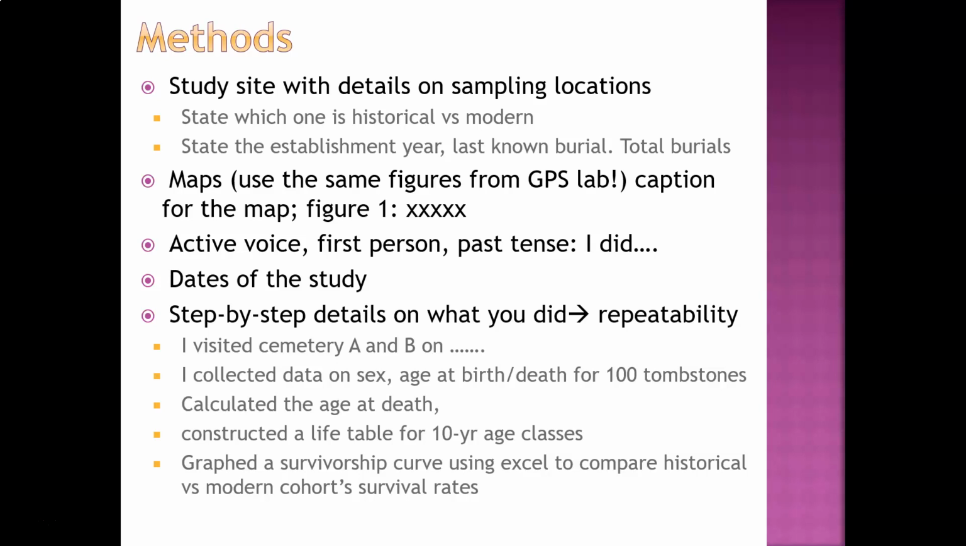Oh, one more thing about the map. Don't forget to provide a caption. Your maps are figures, so you have to say Figure 1, study site, this particular cemetery A, historical cemetery. You can add a slightly detailed caption to mention when it was first established and the fact that it is historical. That's it. Some of you did a fairly good job providing a good caption. So make sure that you provide a caption, and make sure the caption is at the bottom of the map, not on the top, not on the side, on the bottom.